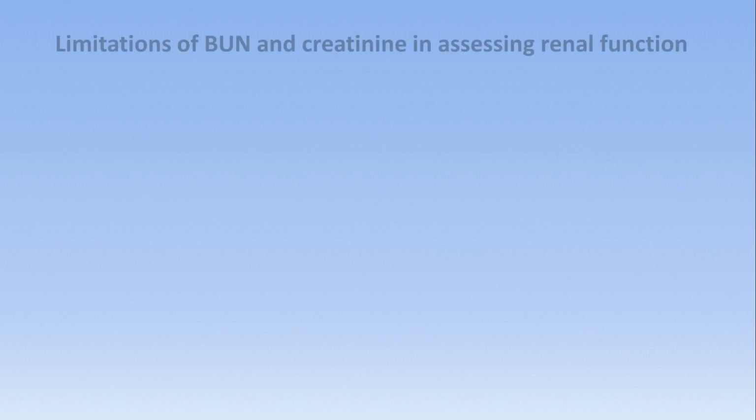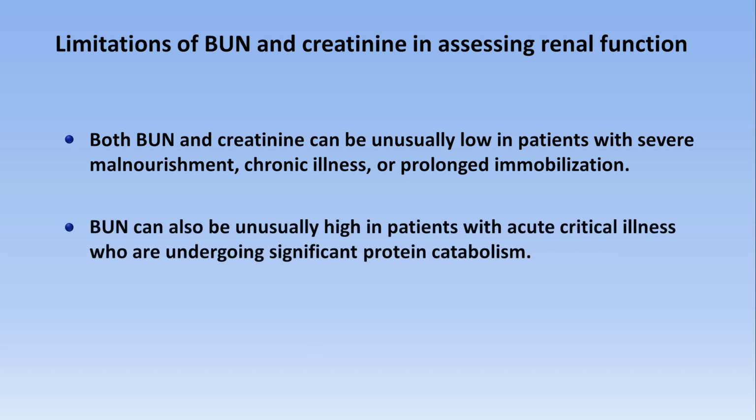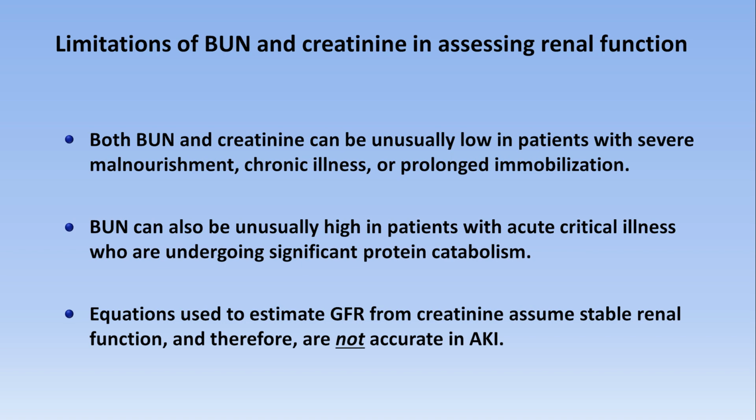Before we move on from discussing BUN and creatinine, I need to mention some limitations when using them to assess renal function. First, both of them can be unusually low in patients with severe malnourishment, chronic illness, or prolonged immobilization. Second, the BUN can also be unusually high in patients with acute critical illness who are undergoing significant protein catabolism. And last, the equations that are used to estimate GFR from the creatinine assume stable renal function, and therefore are not really accurate in AKI.